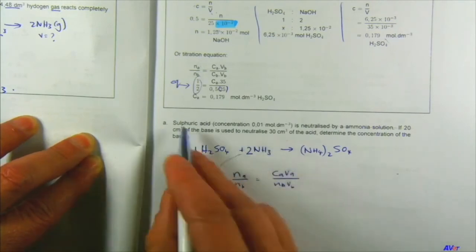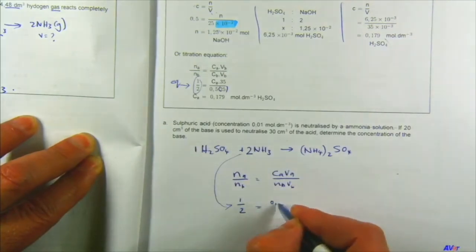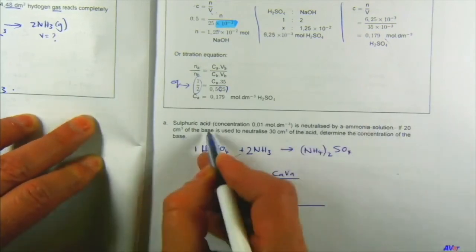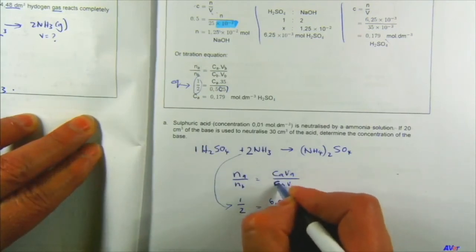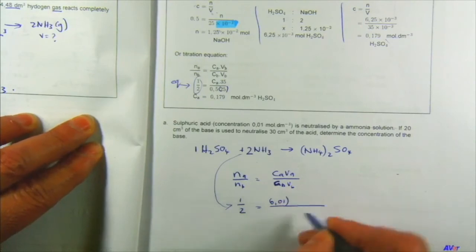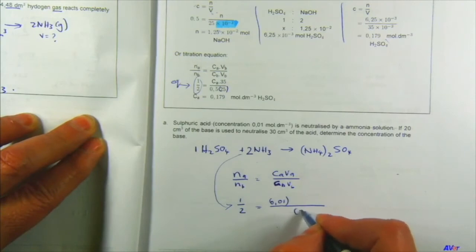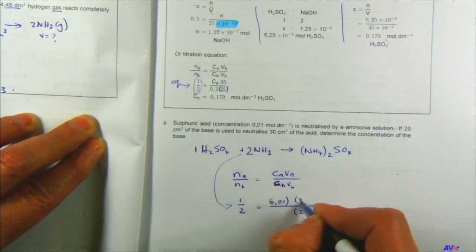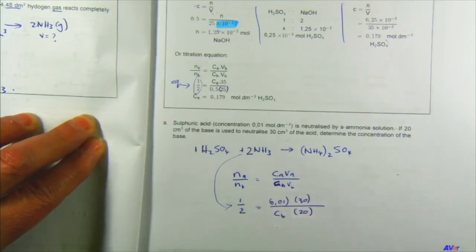What do they give you? Sulfuric acid. The acid, they give you the concentration 0.01. It is neutralized by ammonia. So if 20 cubic centimeters of the base, so the base, you've got the volume of 20, is used to neutralize 30 of the acid, determine the concentration of the base.